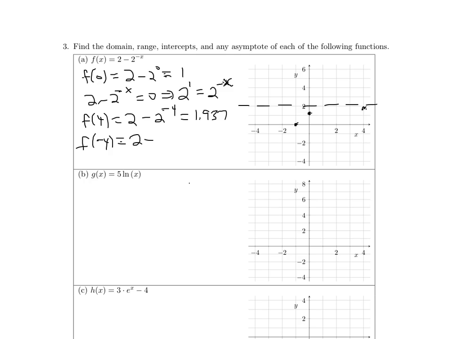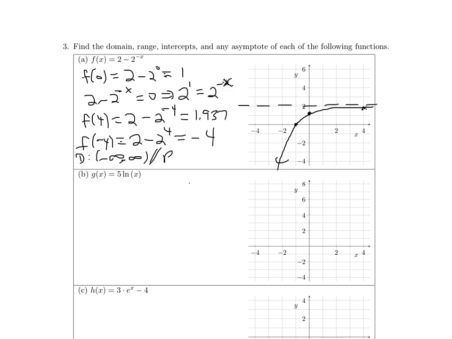2 minus 2 to the minus 4. So that's 2 minus 2 to the 4th, which is negative 14, and that definitely doesn't fit on my screen anywhere. So my graph has an asymptote out to the right at y equals 2 and is flying down very quickly. From that I can tell my domain is minus infinity to infinity. We don't expect to have problems from raising things to a power. That doesn't cause errors generally, or it doesn't cause errors by itself.